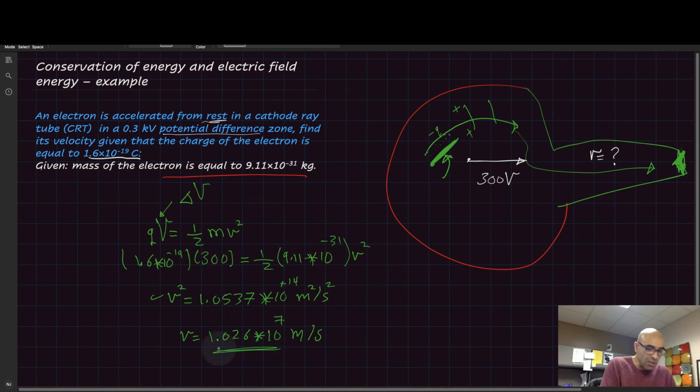Now this is a huge velocity. Remember, the speed of light, known as c, is 3 times 10 to the power 8 meters per second. So this is a very, very large speed. Okay, so again, this electron can go around Earth in a very short time. Okay, and that's it for this example. Thank you very much.